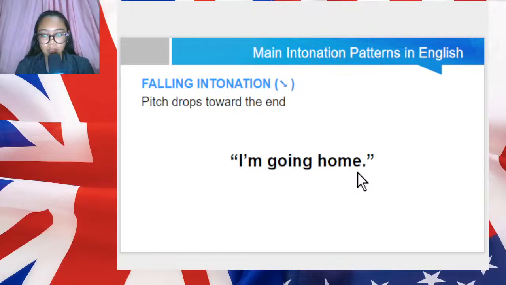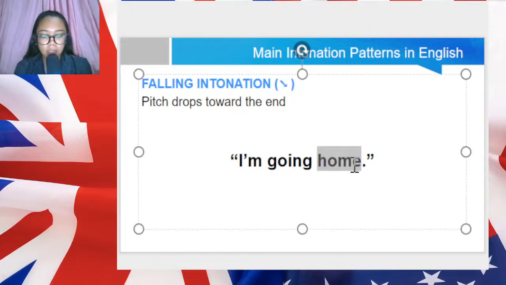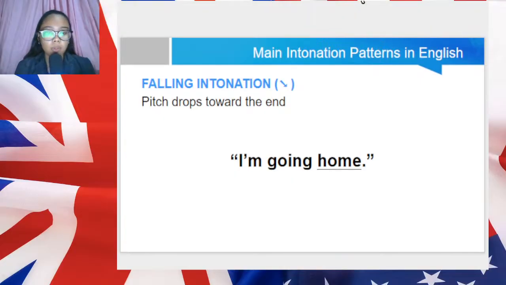Okay, this one. Let me put an underline. Okay, that one. So, what do you call this? It descends on the word home. So this signals that you are making a definite statement, a clear piece of information, like there is no ambiguity. You are certain about your destination.